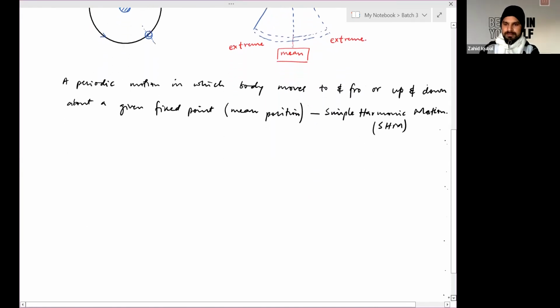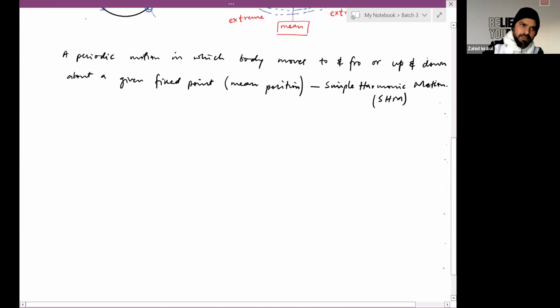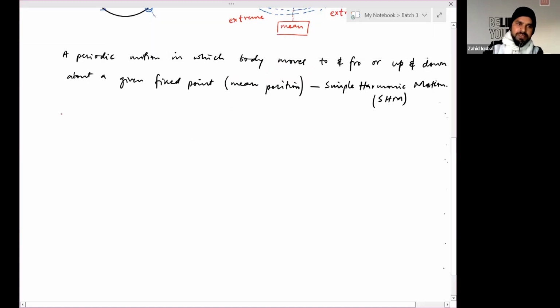Okay. Now let me define this concept of simple harmonic motion. Give an example. So next, first from this we can say all SHMs are periodic, but all periodic motions are not SHM.